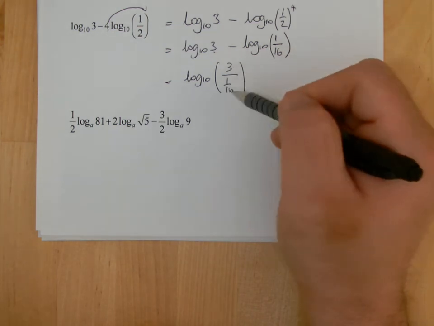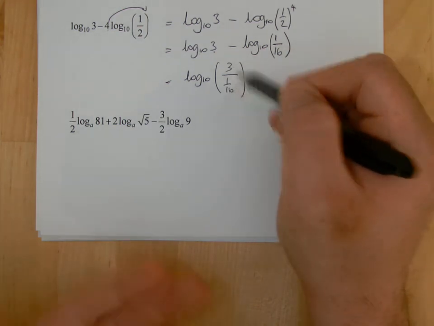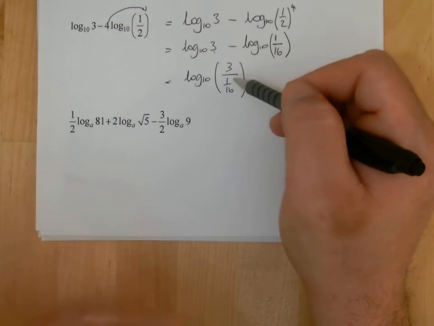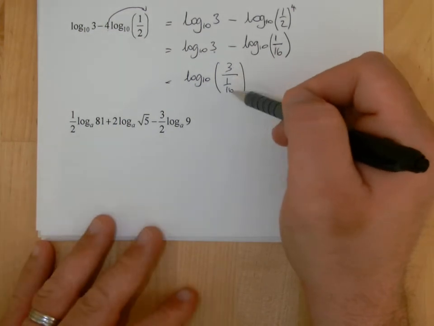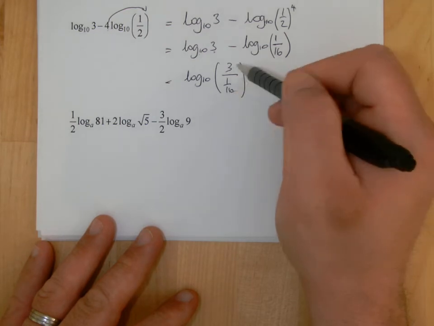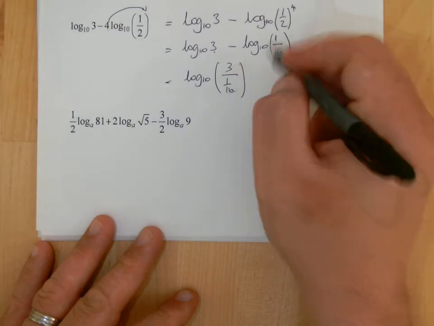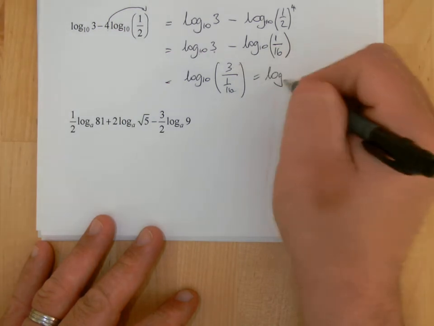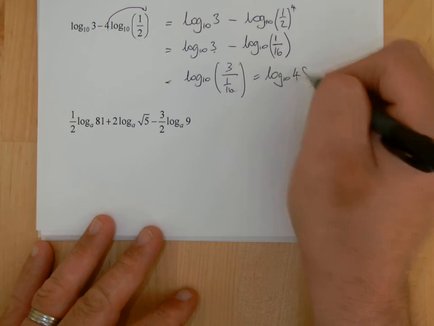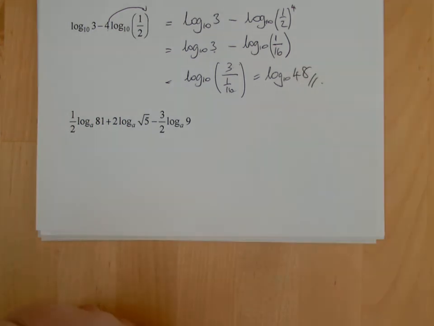Okay, so 3 divided by 1/16, and of course you can work this out on your calculator, it's not a problem, but you know when you divide by a fraction, the denominator here will flip up to the top, and times by what's there, so you get 48 inside there, exactly 48 actually. You can check on your calculator, and that's what the answer is, a single logarithm.